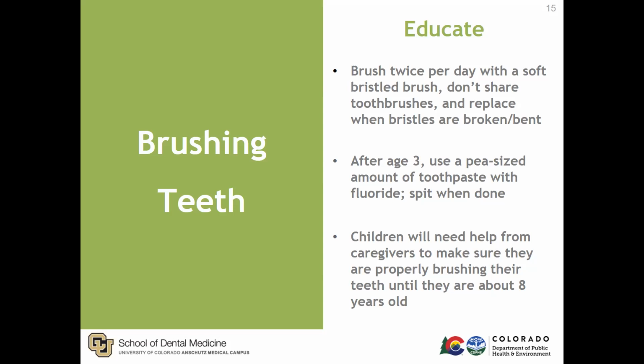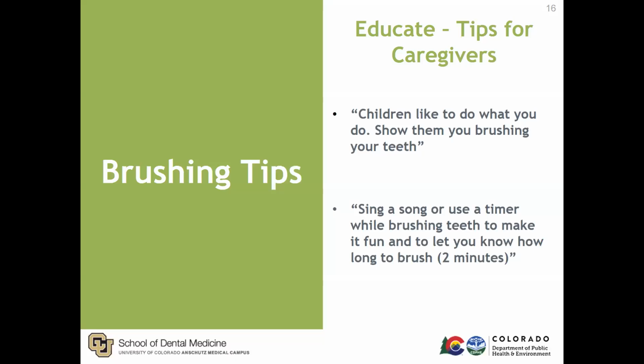The best way for an adult to brush a child's teeth is to sit or stand behind the child and brush. Some tips that you can share with caregivers to help with brushing include that children like to do what adults are doing. Caregivers can model good oral health care by having the child watch as they brush their teeth.